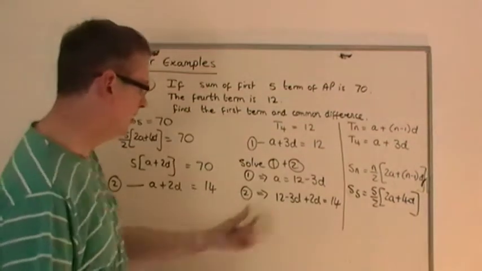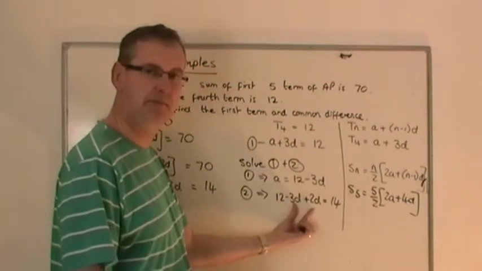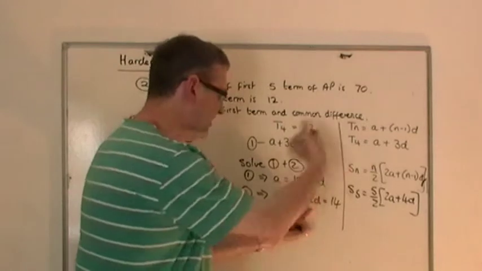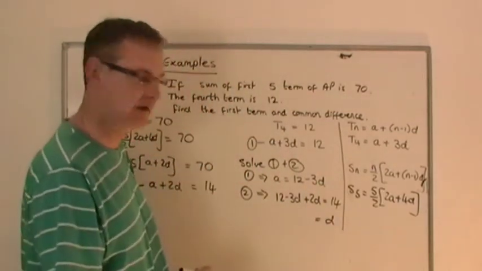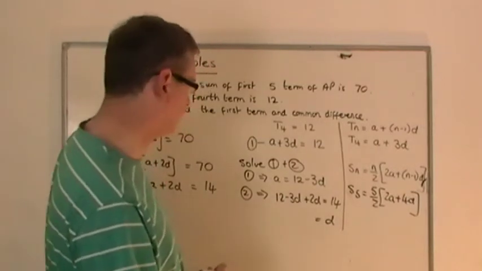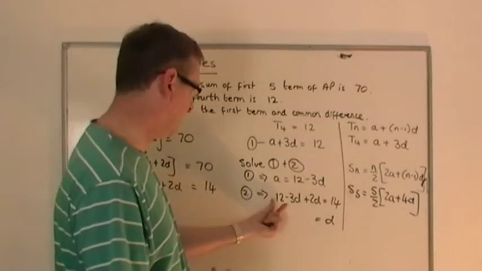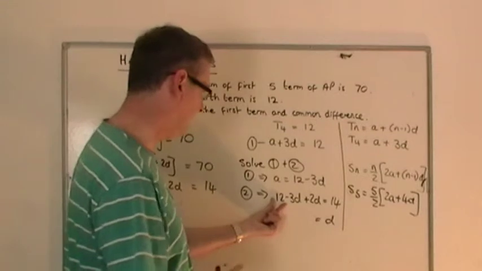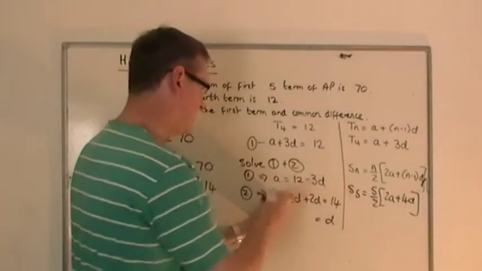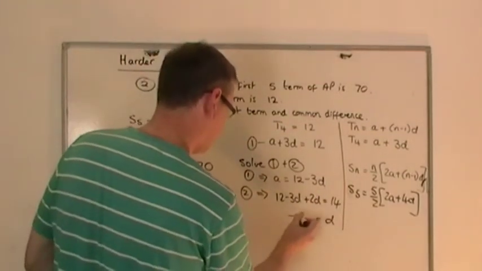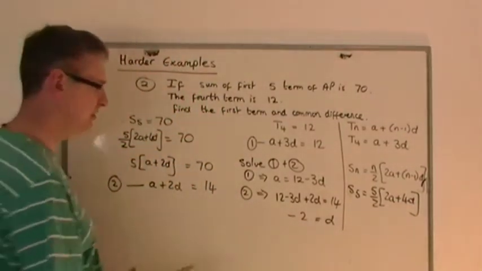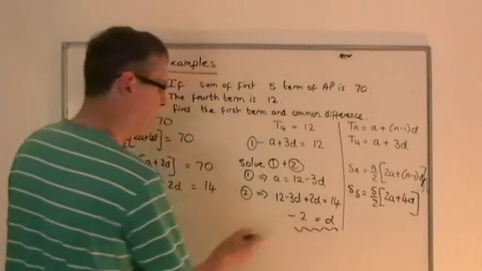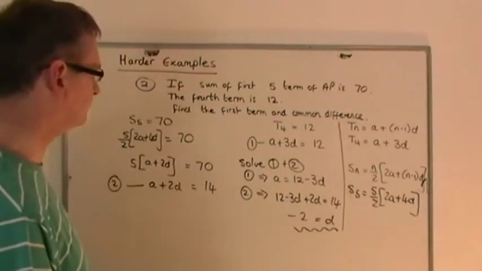So we get that. Well, if you put the d's together, you're going to get a minus 1d on the left. So take it to the right, you get a positive d on the right. Then take the numbers to the other side: take the 14 to the other side, you're going to get 12 minus 14. You get a common difference of minus 2. So there you go, common difference of minus 2.